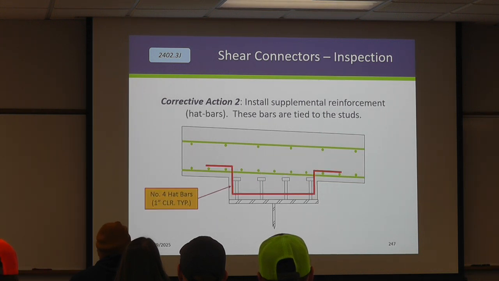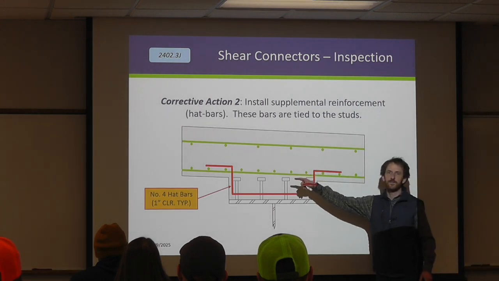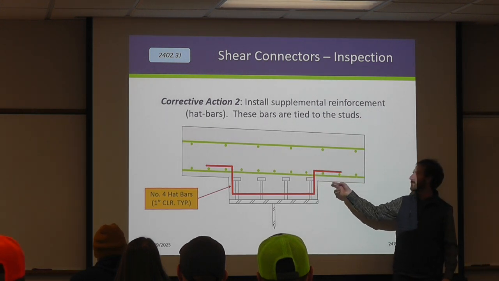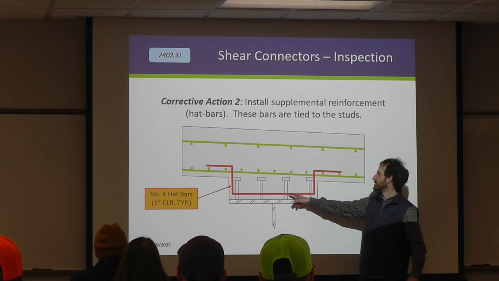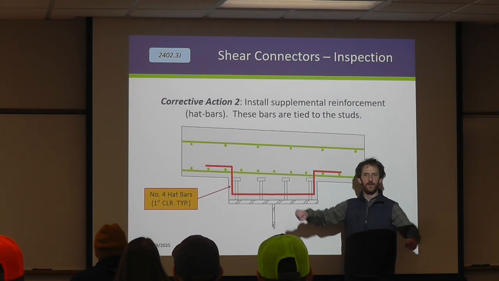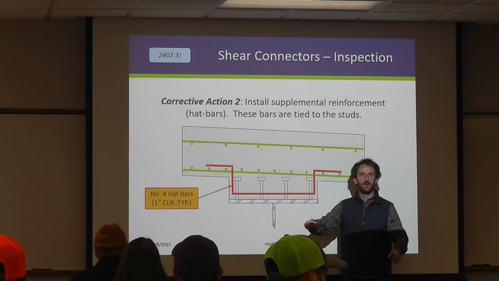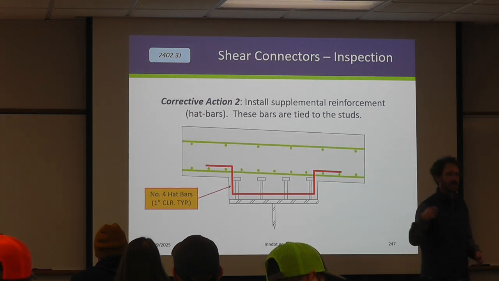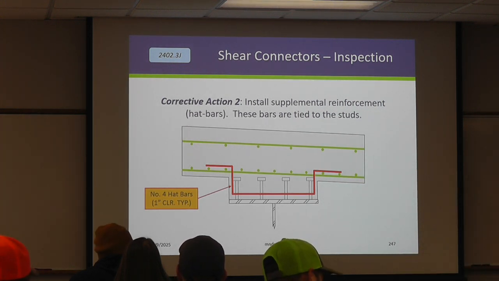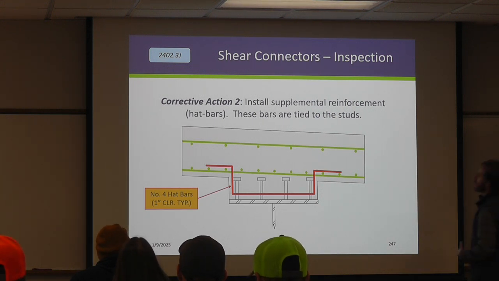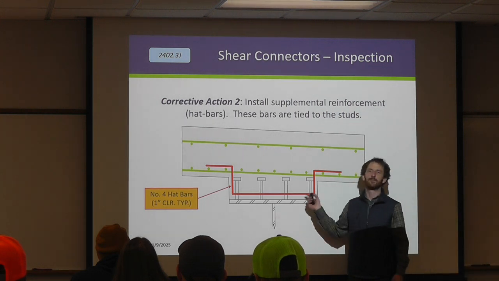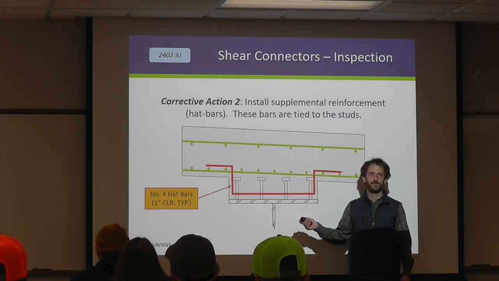Corrective action number 2, if that dimension doesn't work out, they can tie in these hat bars. This is pretty common practice. Sometimes these are Z-bars because they put a lap splice right here so that they can feed it in underneath. If either of these situations come up though, you want to get the engineer of record involved so that you can understand what the appropriate spacing is. If they're too tall, we do not allow them to just grind the tops off and get to the right elevation. Does that make sense?